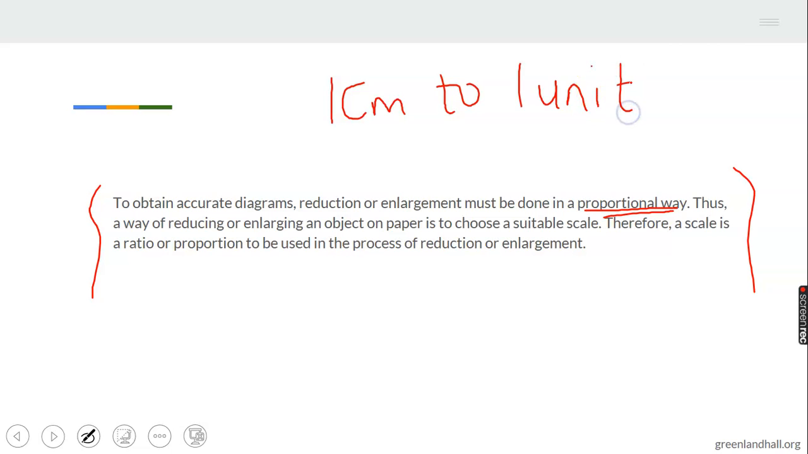This is for a graph. Or 2 centimeters to represent 2 units. So if I'm talking about 1 unit, it means 1, 2, 3, a difference of 1. If I'm talking about 2 units, it means 2, which is a difference of 2. Therefore, a scale is a ratio or proportion to be used in the process of reduction or enlargement. We'll look at this in full detail.